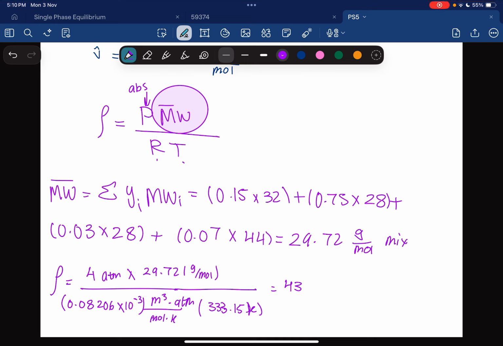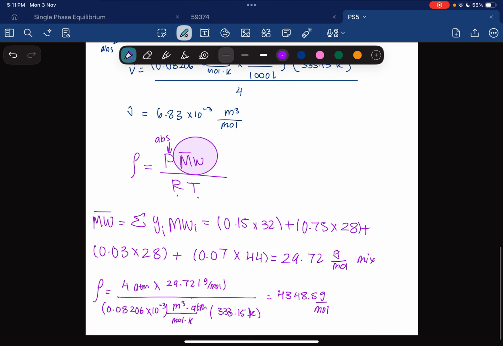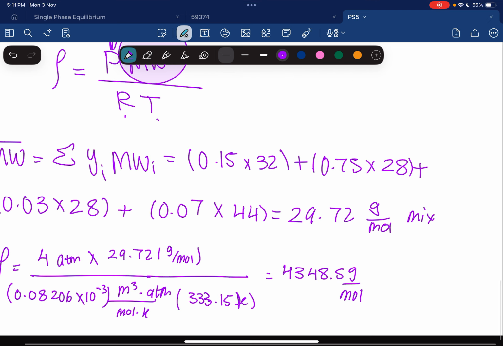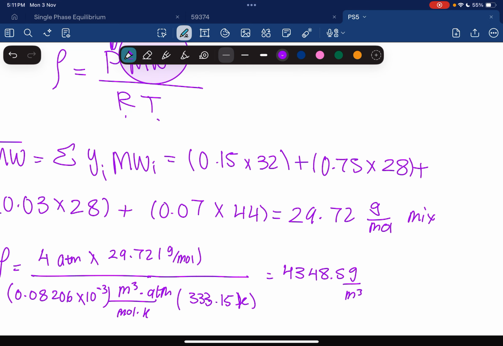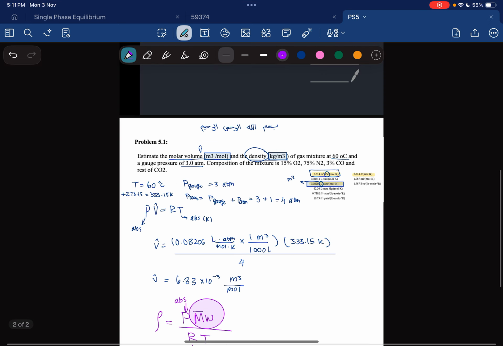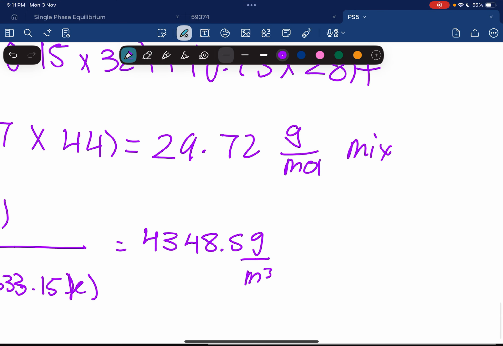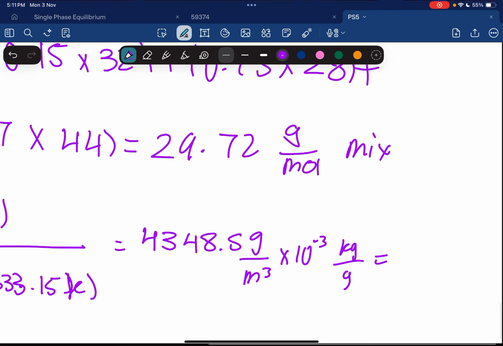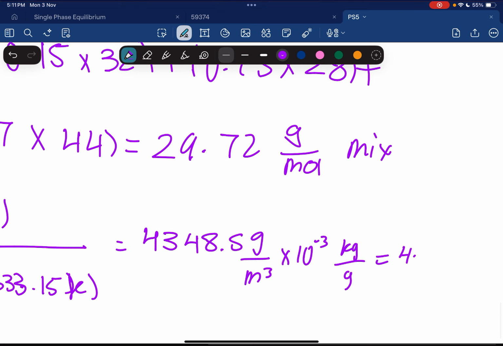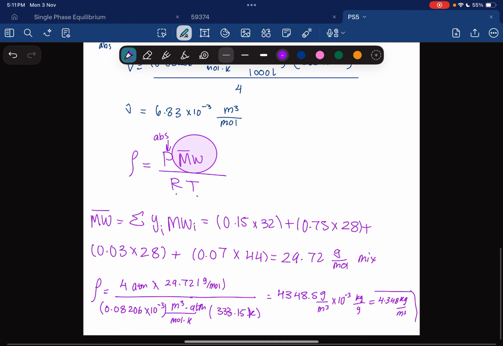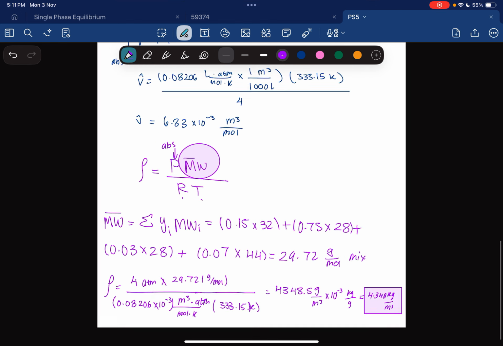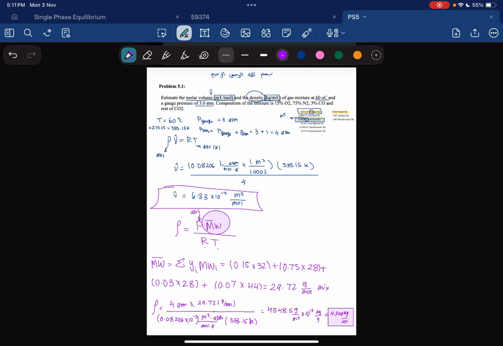If you do this calculation, you will get the answer in grams per meter cubed, and you will need to convert the grams into kilograms, an easy conversion. So the final density will be 4.348 kilograms per meter cubed. So these are our final answers, boxed in purple.